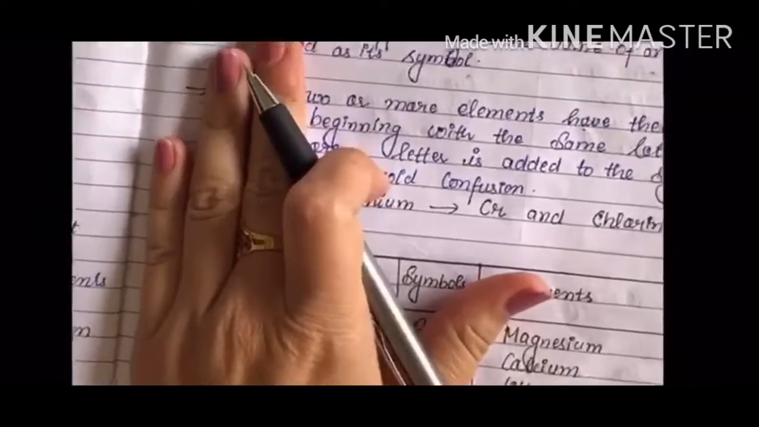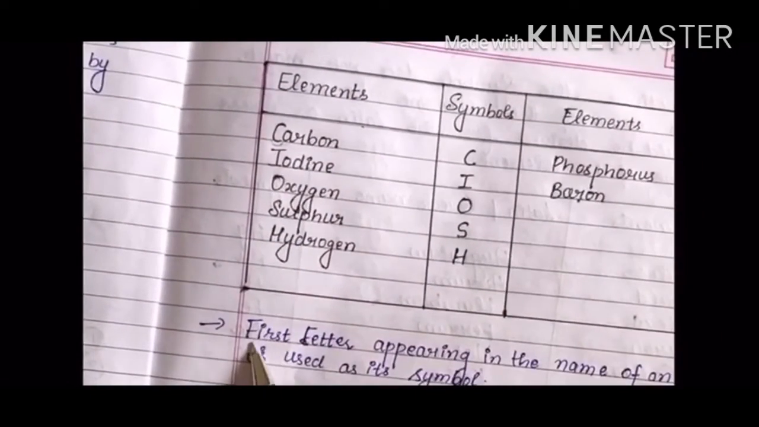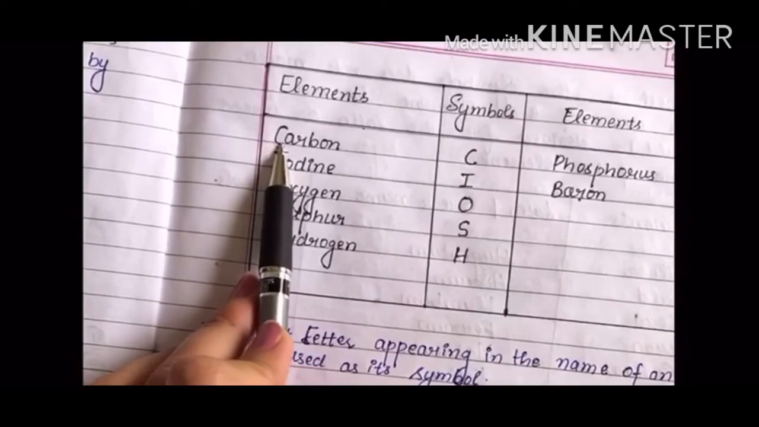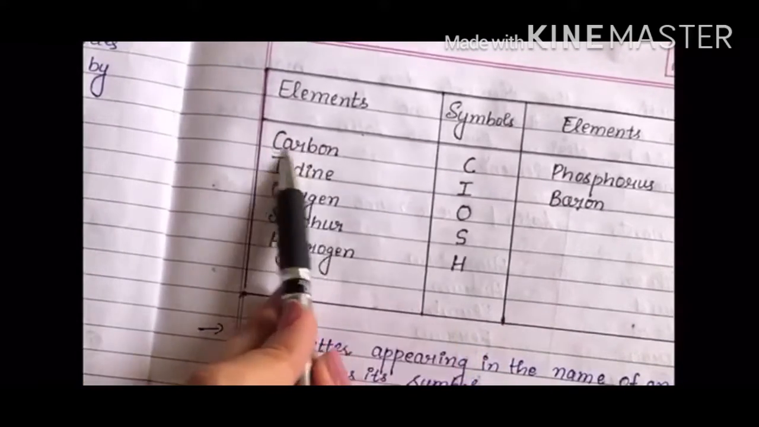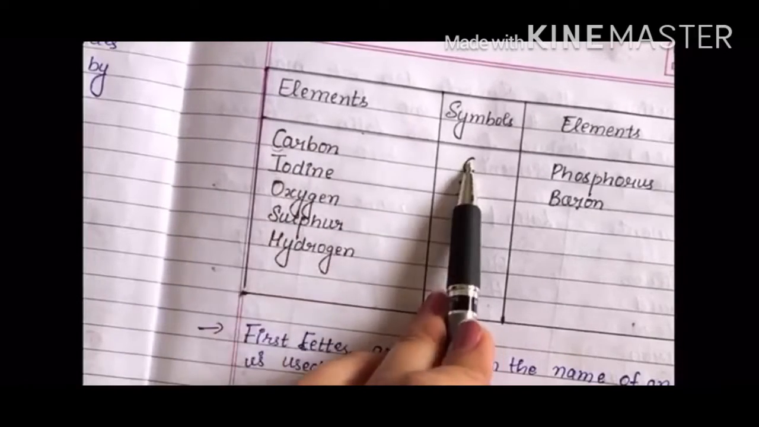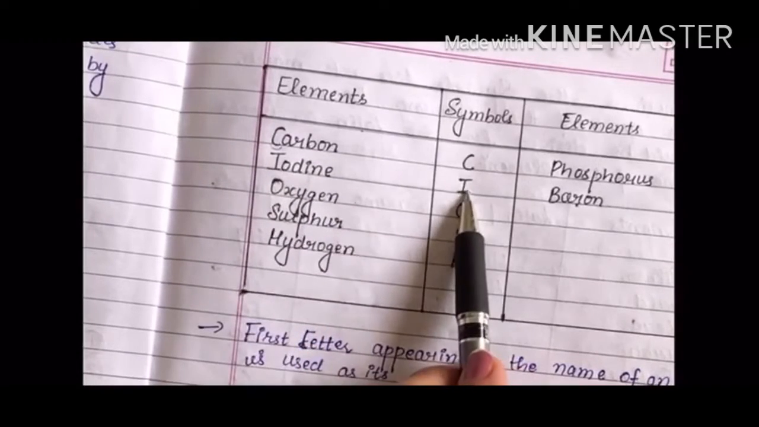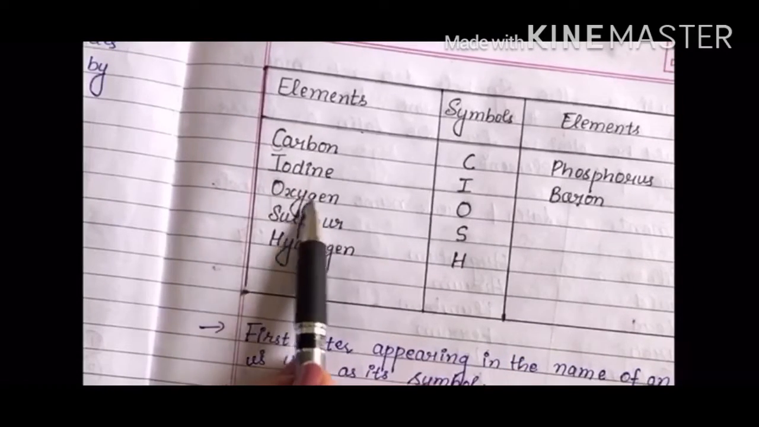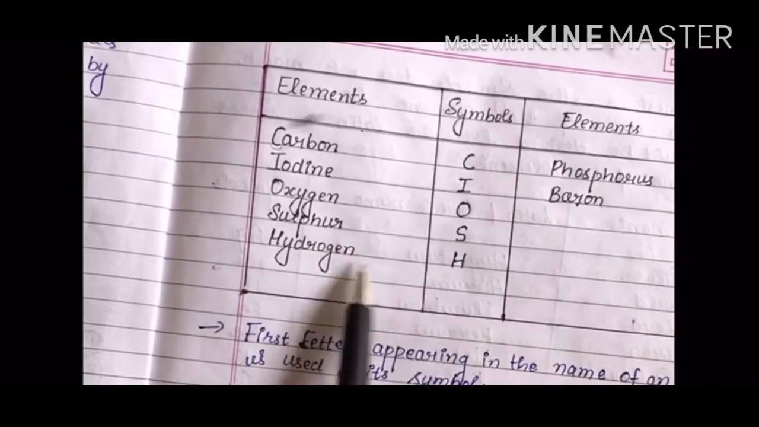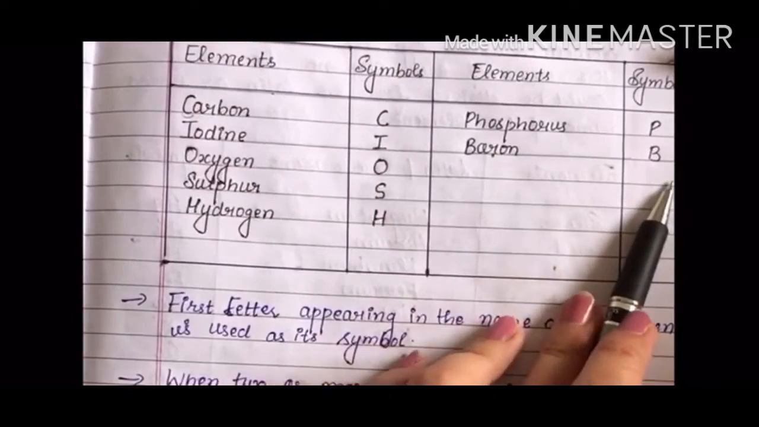So now we will see some other symbols. Mostly the symbols start from the first letter of the element. Like in case of carbon, the first letter is C, so its symbol is C. In case of iodine, the first letter is I, so its symbol is I. For oxygen, the symbol is O. For sulfur, S. For hydrogen, H. For phosphorus, P. And for boron, B.